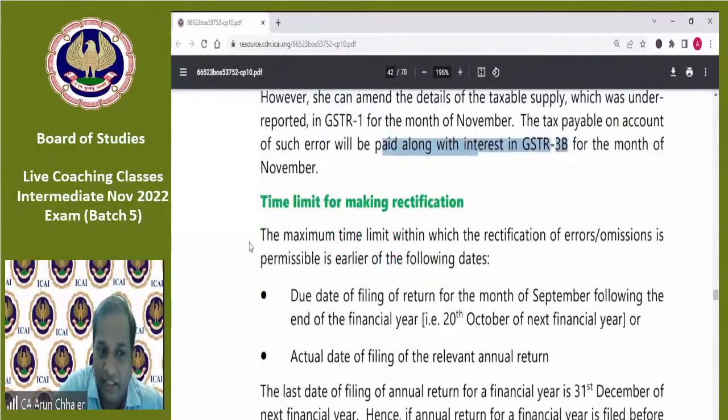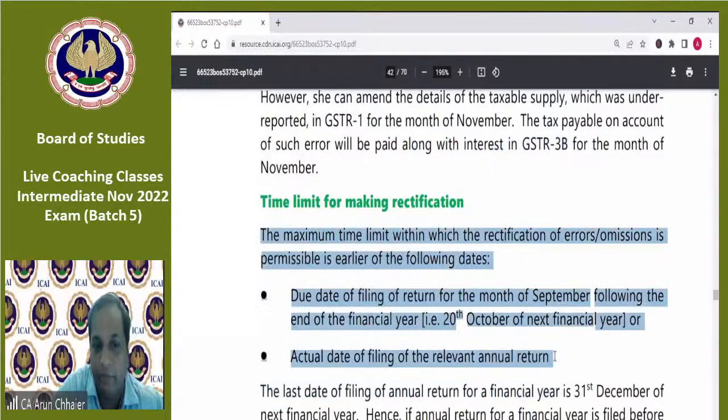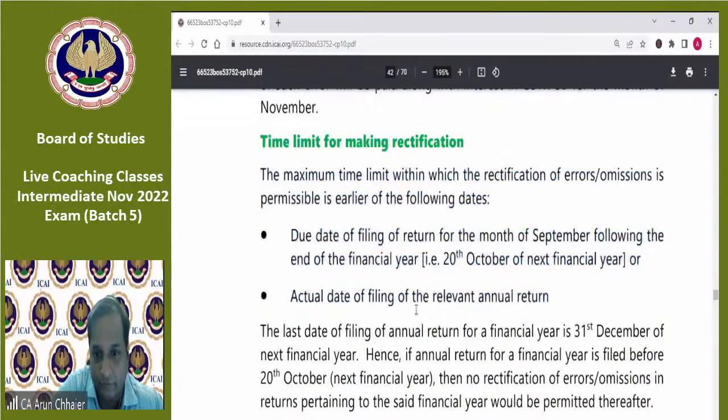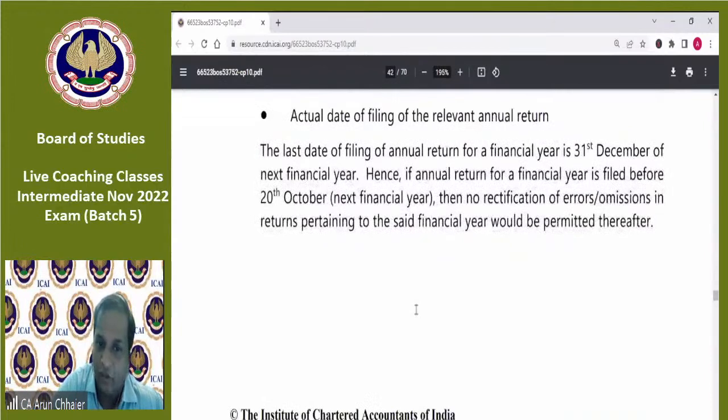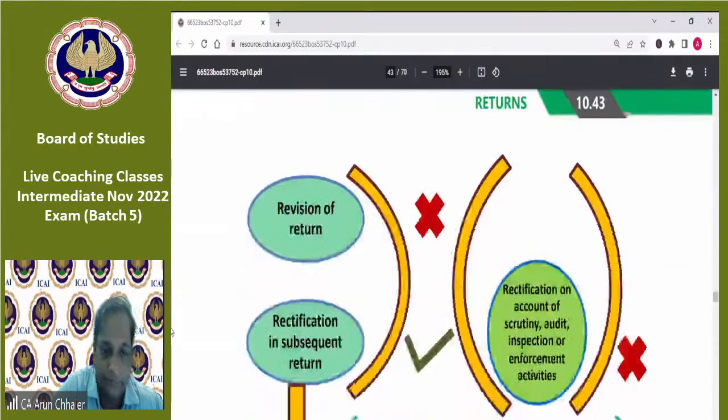Time limit for rectification, we have already discussed. The maximum time limit is the due date of filing of the return for the month of September or actual filing of return, whichever is earlier. The last date of filing of annual return is 31st December after the end of the financial year. So if the annual return is filed before 20th of October, then no such rectification in the return pertaining to the said financial year would be permitted.